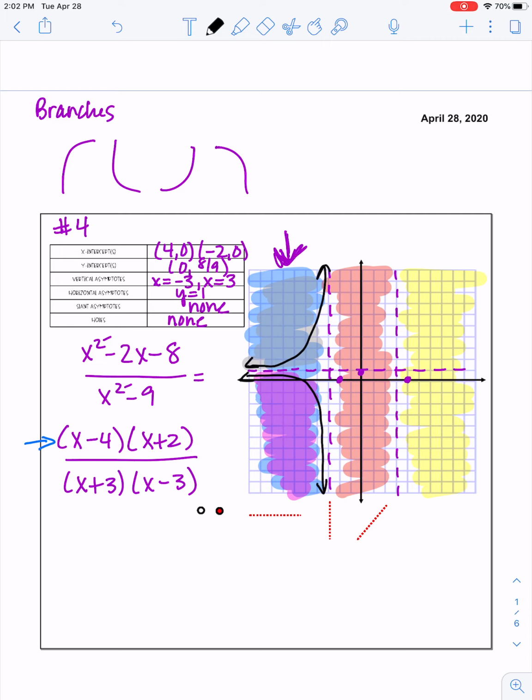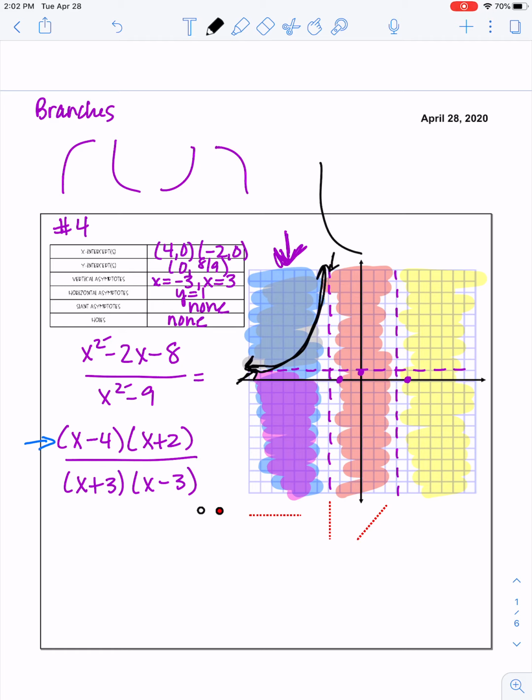I'm going to take that branch off, and that must mean the branch has to be on the top. So this is where my branch is going to go. Why is it curving this way and not this way? Well, because it has to approach the asymptote. You see the asymptotes here. So that is why my branch is drawn this way. So that's for that piece, okay?